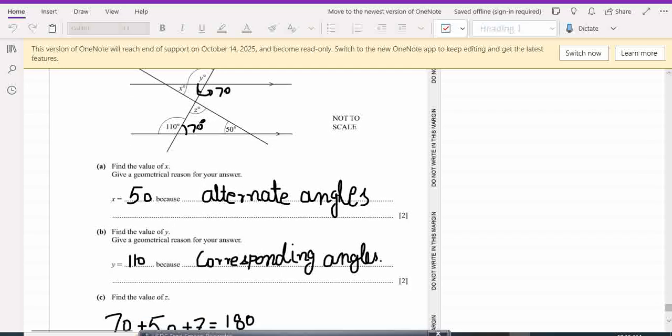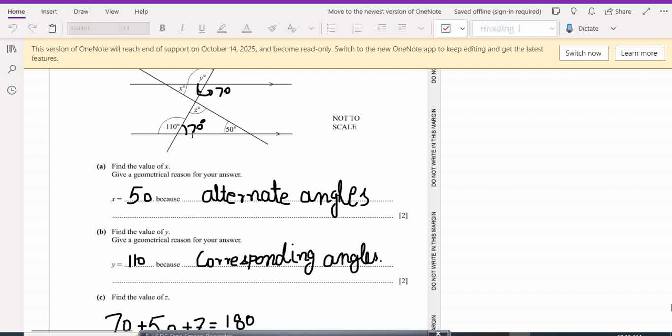Now look, this triangle is inside this one. This angle is 110, so with a straight line this angle is 70, because the angles on a straight line add up to 180. So 180 minus 110 is 70. Now this is a triangle with all three angles as z, 70 and 50.